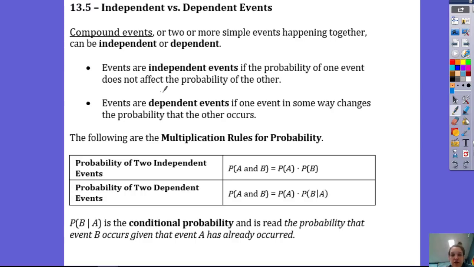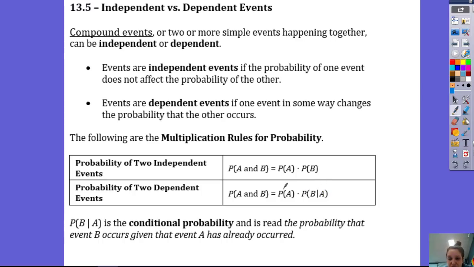So usually dependent events are like if you take something out or remove it and you don't put it back before you draw again. The probability of two independent events happening is just the probability that the first thing happens times the probability that the second thing happens. The probability of two dependent events would be the probability that the first thing happens, and then the probability that the second thing happens, granted that the first thing already happened.